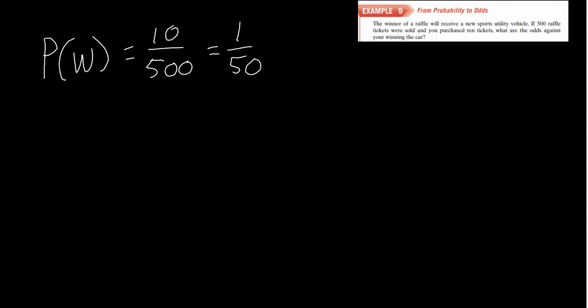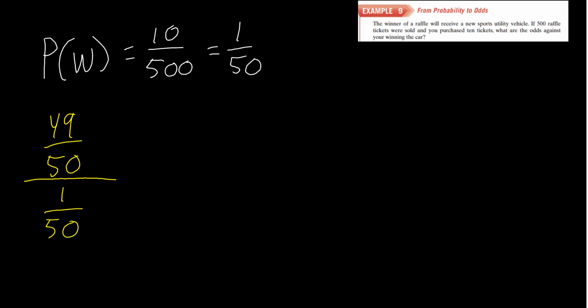So if I wanted to figure out, what was it? It was the odds against. Well, what are the odds against me winning the SUV? Well, then, if 1 over 50 is the odds of me winning, then the odds against it are 49 over 50. Okay, so 49 over 50 is the odds I don't win. 1 over 50 is the odds that I do win.